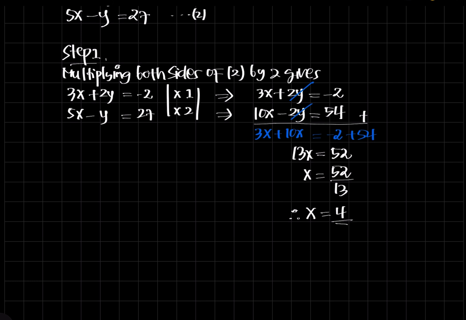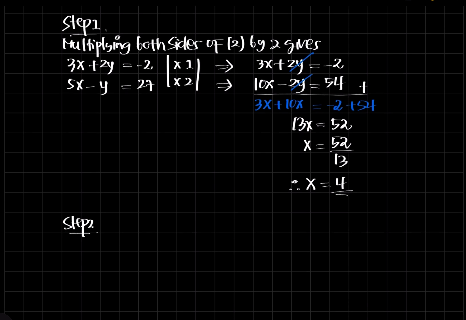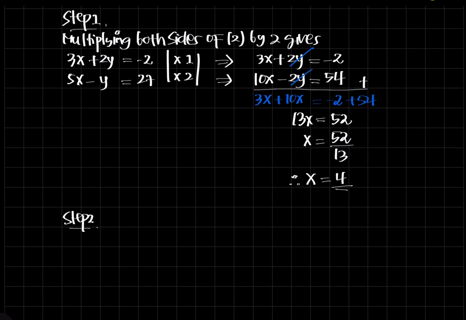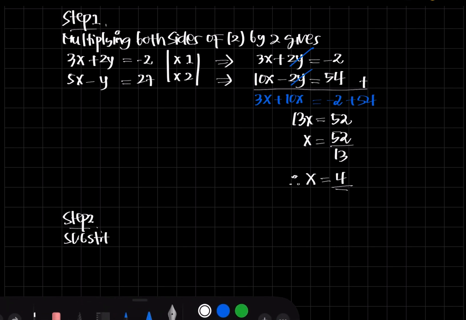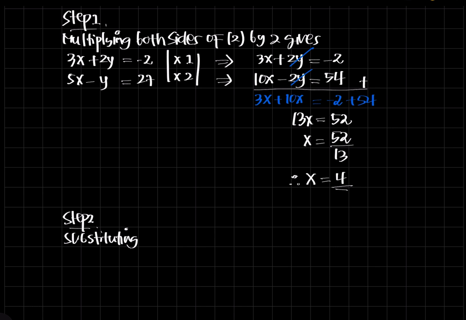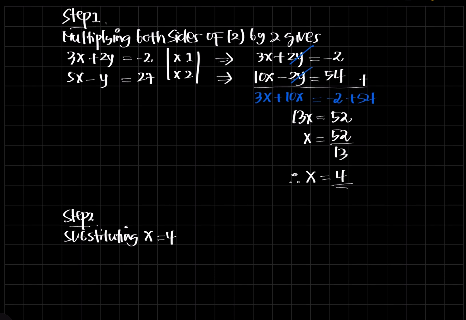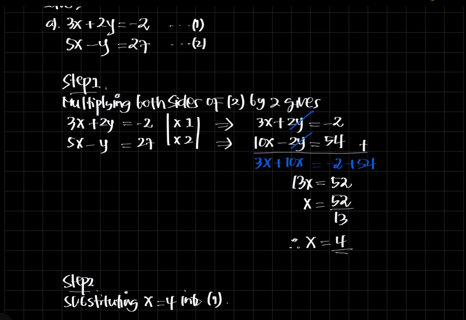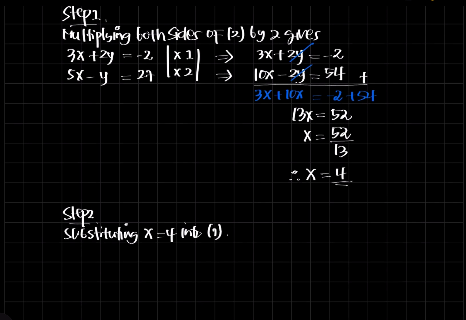The next one, you apply the concept of substitution into step 2 to find out the value of y. So substituting x equals 4 into equation 1. You can choose equation 1 or 2, but I choose equation 1. So 3x plus 2y equals negative 2.